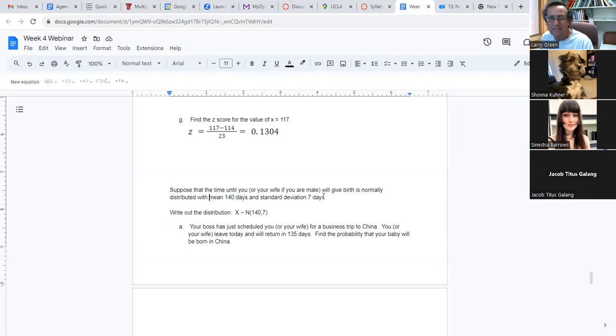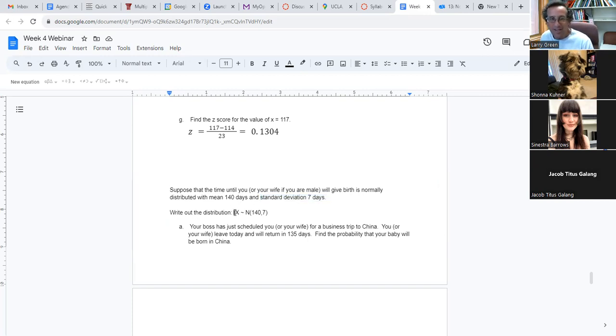The standard deviation, it used to be 7 days. This is not a math question. Do you know why it's not 7 days anymore? It's a medical question. It's because of C-sections. They don't let you go very far after your due date now. They just pull the baby out nowadays. So it's actually usually a little closer to your due date. But we're going to pretend that you're not going to have a C-section. You're just going to have natural birth. Okay.